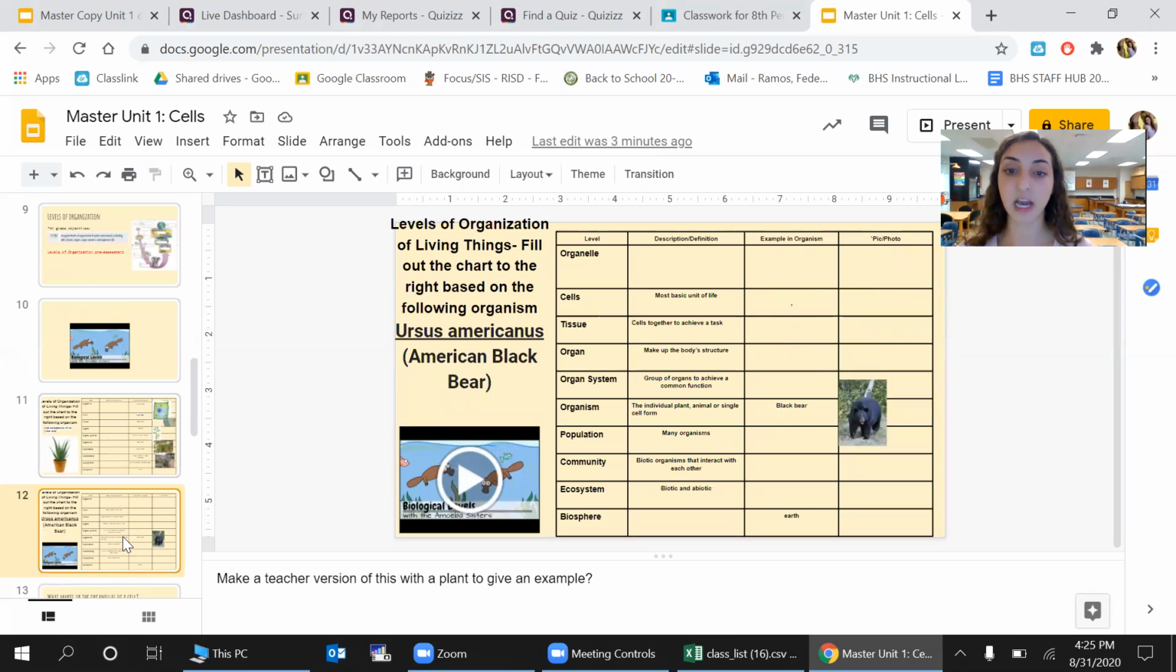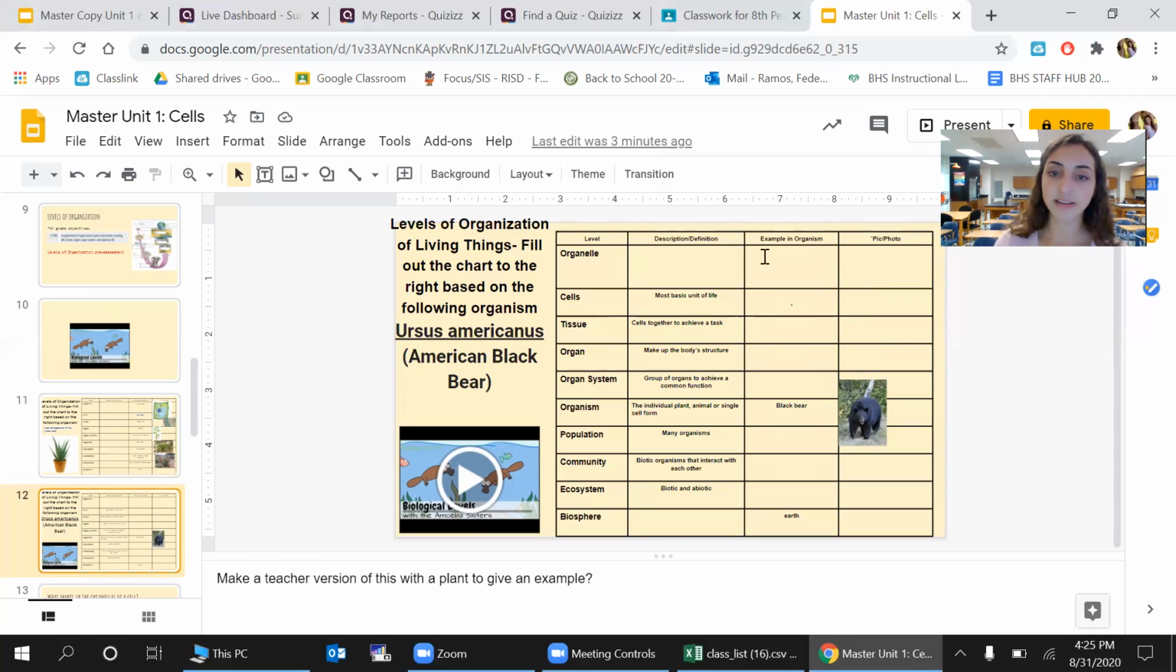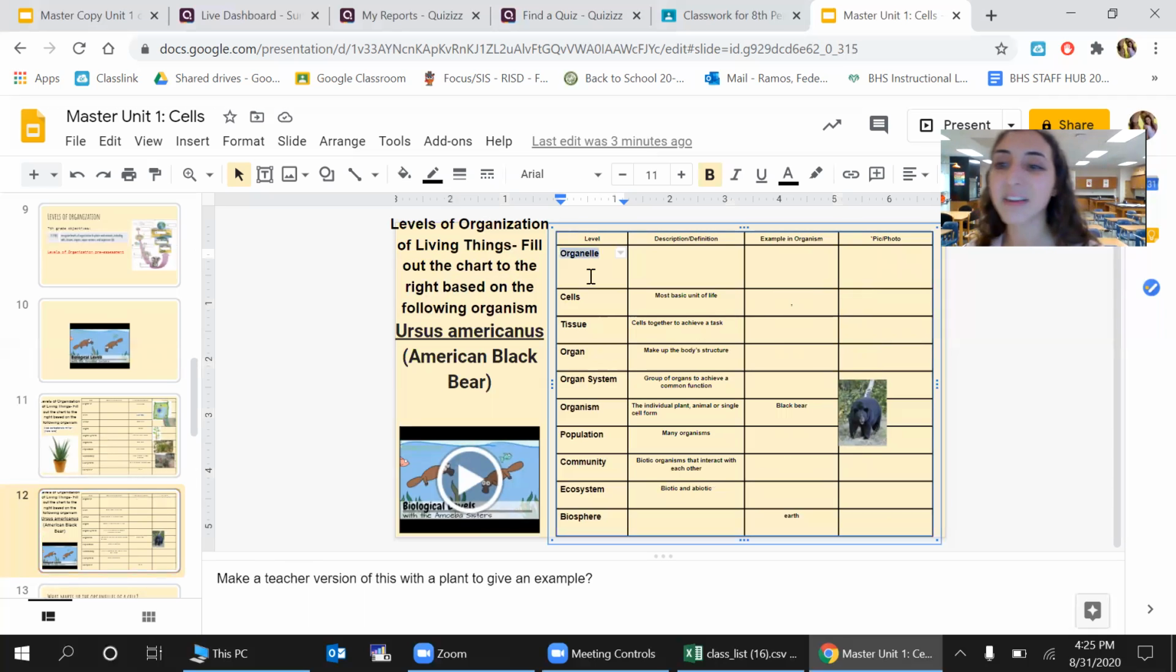In this activity, so if you want to copy that down, that's fine, but it just gives you a more in-depth description. For this activity, I just had you put examples of what that would look like in real life using the organism of a bear. I used a plant in this slide to show how I would put each example and pictures for each level of organization. And when you get down to organelles, are they living?